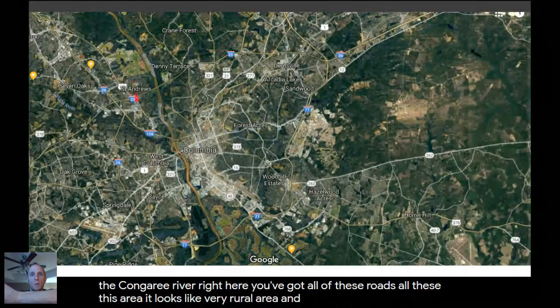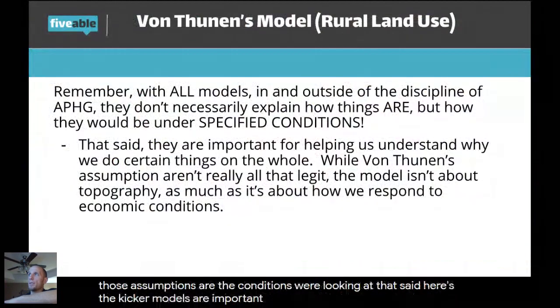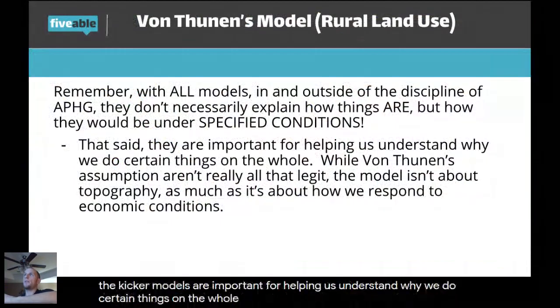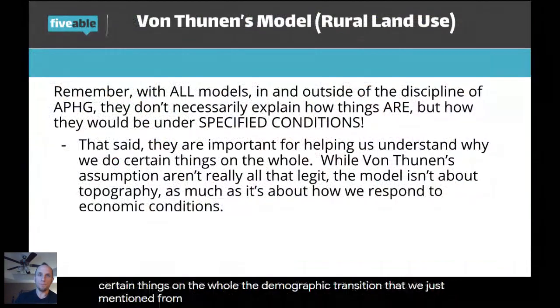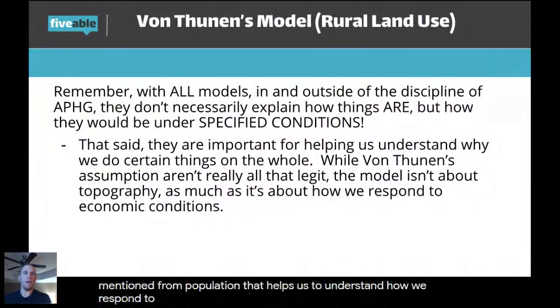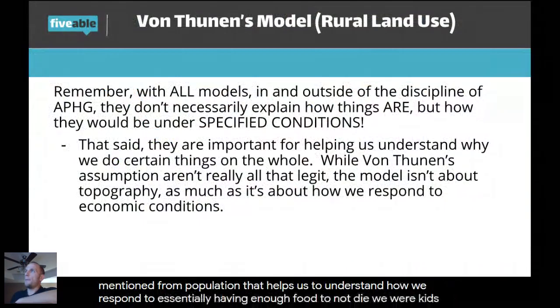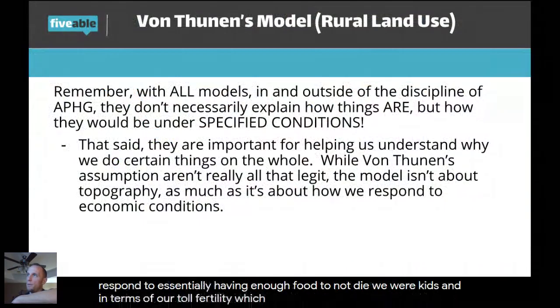Remember, with all models, and here's what I was just saying earlier, with all models in and outside the discipline of APHC, they don't necessarily explain how things are, but how they would be under specified conditions. And those assumptions are the conditions we're looking at. That said, here's the kicker. Models are important for helping us understand why we do certain things on the whole. The demographic transition that we just mentioned from population helps us to understand how we respond to essentially having enough food to not die when we're kids. And in terms of our total fertility, if we live longer, we eventually will start having less kids.